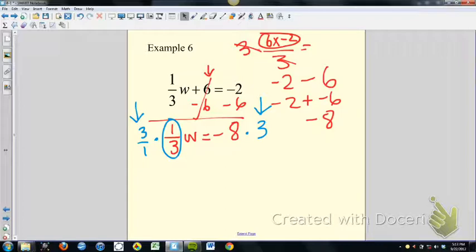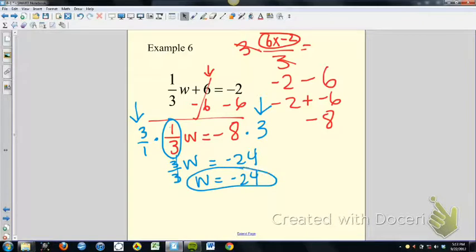So 3 times 1 is 3. And then 1 times 3 is 3. W is equal to negative 24. Well, 3 over 3 is just 1. So you have 1w. Well, 1w is just w. Okay? I haven't been checking the work just to keep this video short, but it's a good idea for you to check your work in some other area of the workspace.